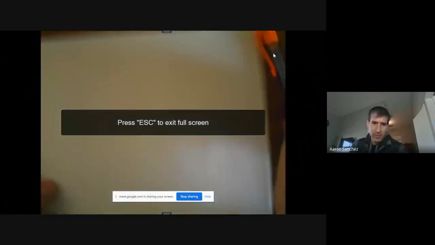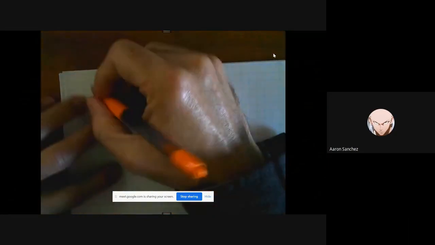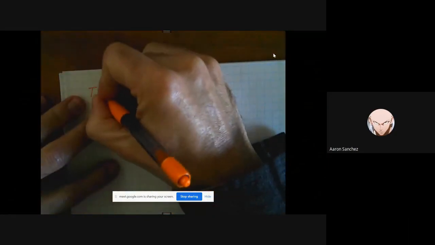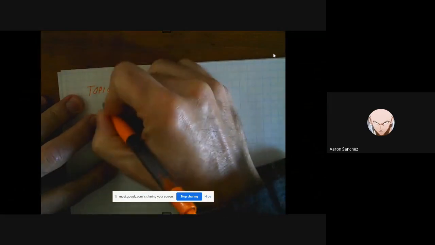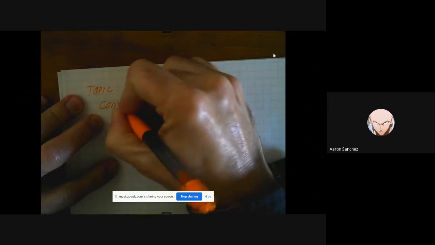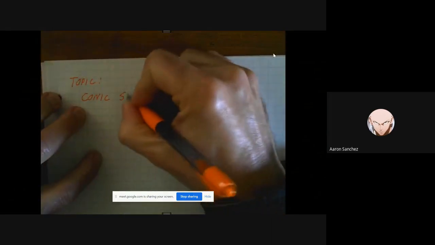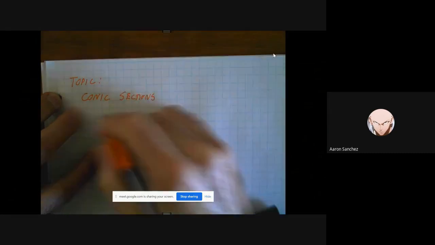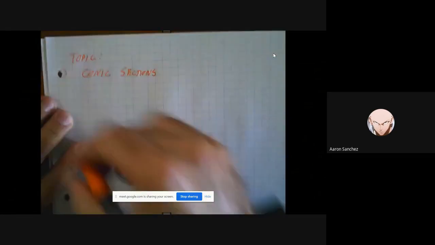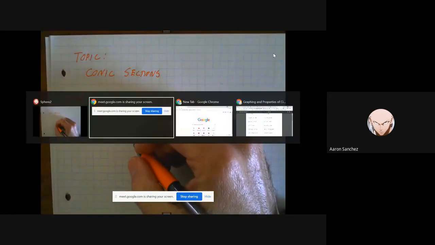Okay. So the topic is going to be conic sections. The word conic comes from the word cone. Okay?